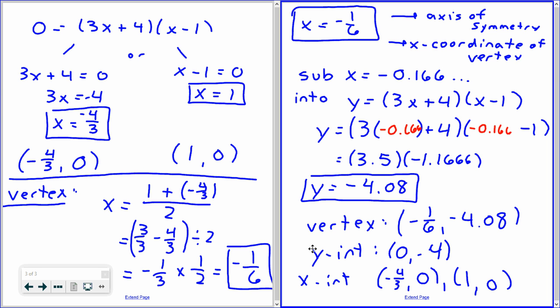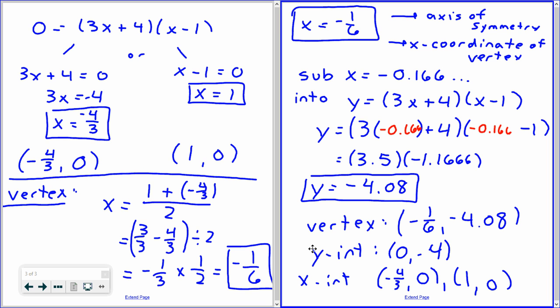I was going to say 0, right? If you take a look at this, this is very, very close to 0. So that means the vertex 4.08 should be very, very close to your y-intercept, because 0 and 0.166 aren't that far apart, so 4 and 4.08 aren't that far apart. Just something to think of when you're testing your numbers.